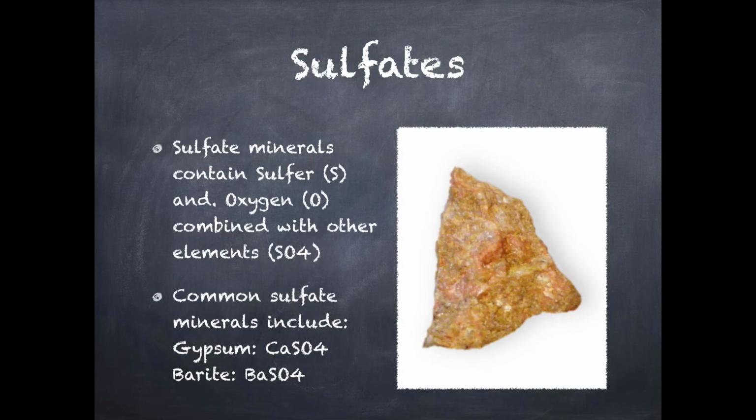Okay, sulfates. Sulfate minerals contain sulfur, S, and oxygen, O, combined with other elements. So SO4 will always be a sulfate. Now remember, sulfur, the chemical symbol is S. Silicon is going to be Si, so please do not confuse these. Common sulfate minerals include gypsum, CaSO4, and barite, BaSO4.